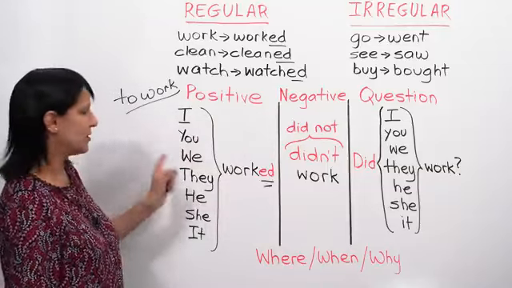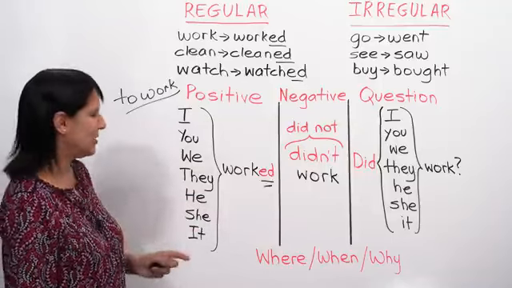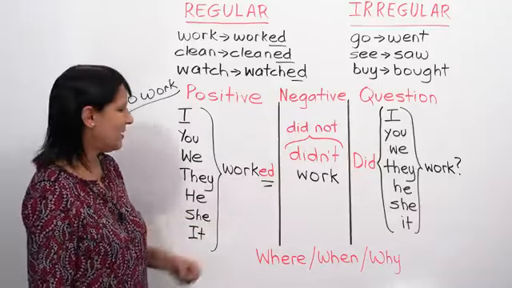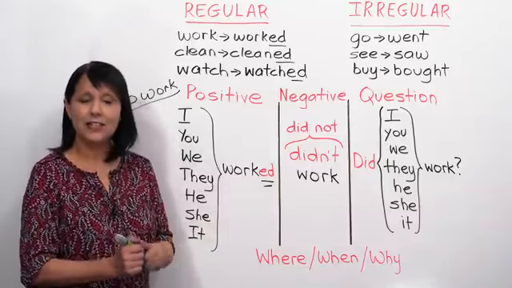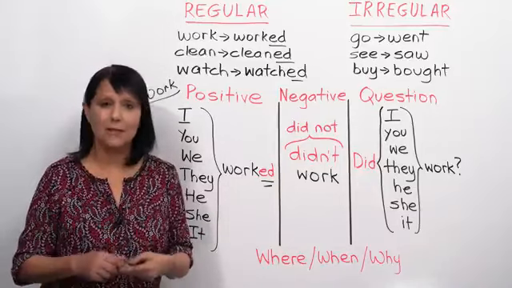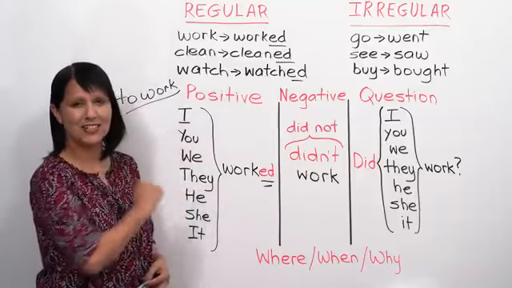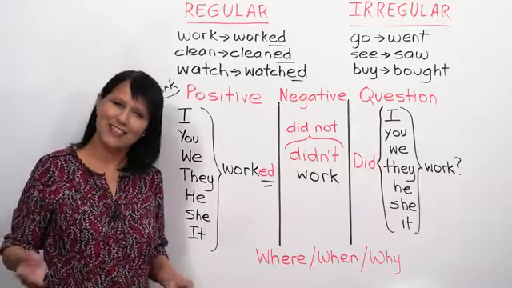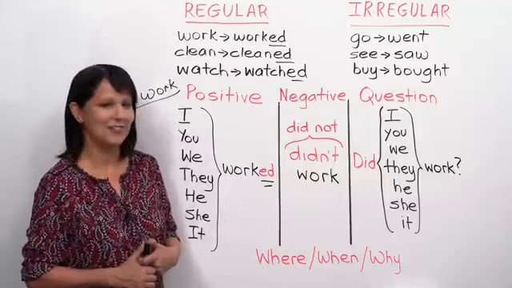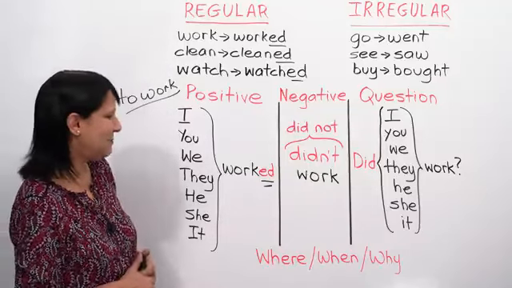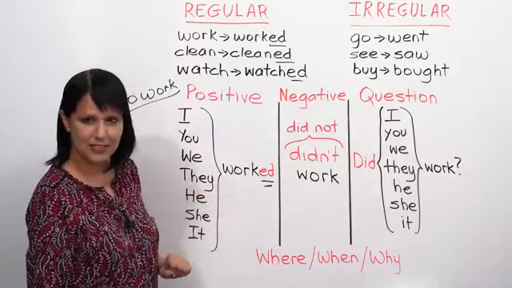I worked, you worked, we worked, they worked, he worked, she worked, it worked. You don't have to change it. This is a lot easier actually in English than in many other languages, where there are different forms for every subject. So sometimes English is actually easier and might be easier than many other languages, okay? So that's for the positive sentence.